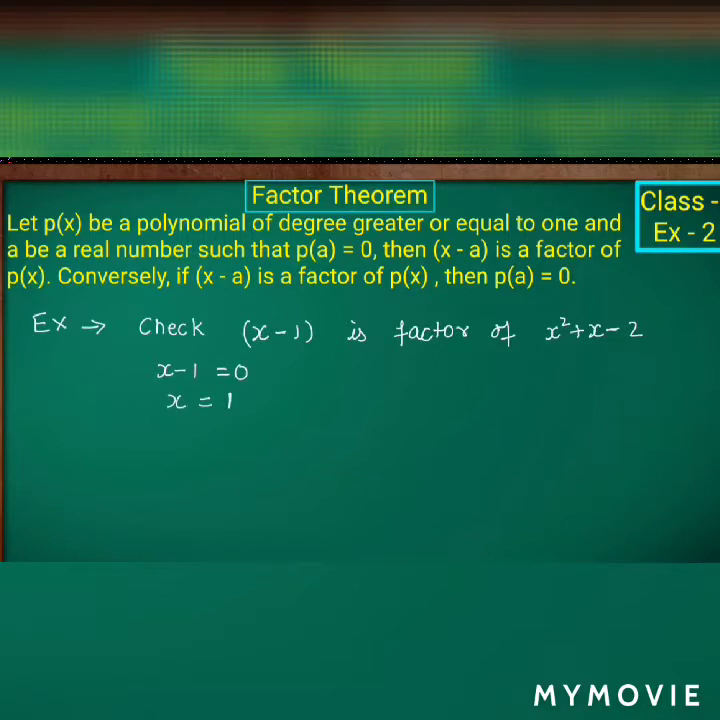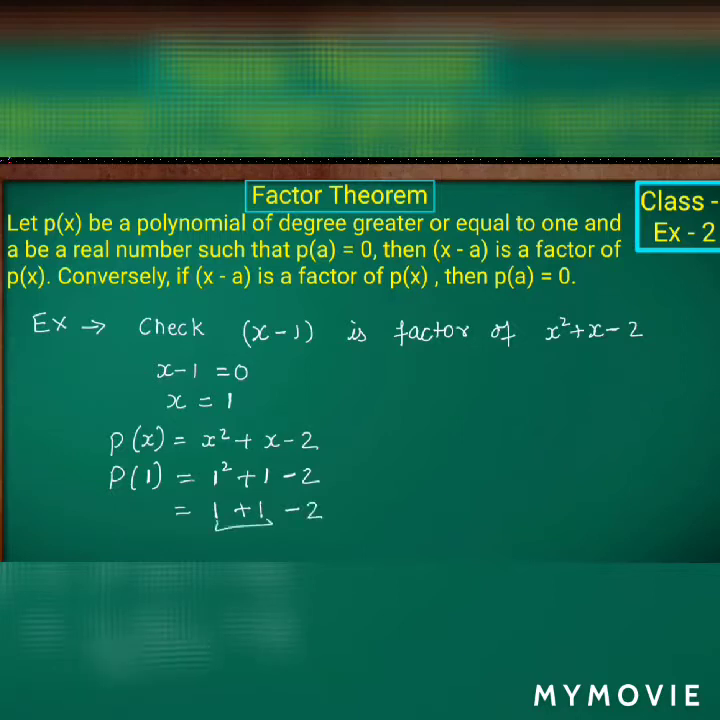That 1 will be substituted in the polynomial, that is x square plus x minus 2. So p of x is equal to x square plus x minus 2. So what we have to do here is substitute the value of x, that is p of 1, which is equal to 1 square plus 1 minus 2. So 1 square is nothing but 1, isn't it? So 1 plus 1 is 2, or else 1 plus 1 minus 2.